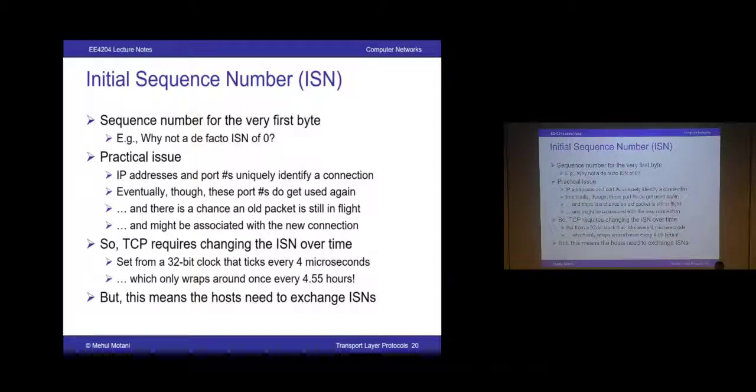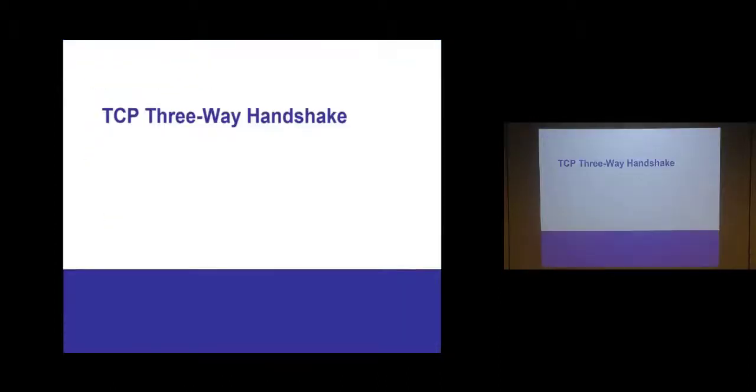So the two hosts need to exchange sequence numbers, and the way that's done is through a three-way handshake. This three-way handshake sets up the connection, and also allows the two hosts, the sender and destination, to exchange sequence numbers. So this looks like this. We'll do this and then we'll stop.